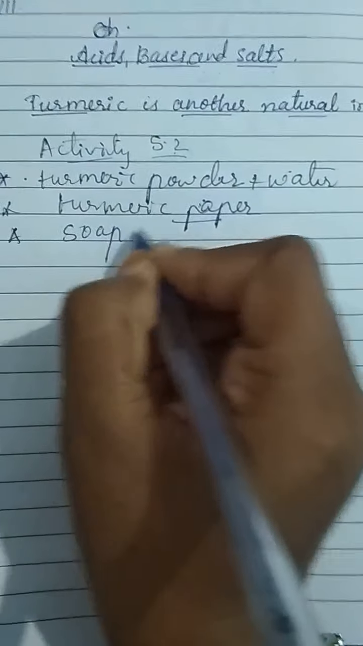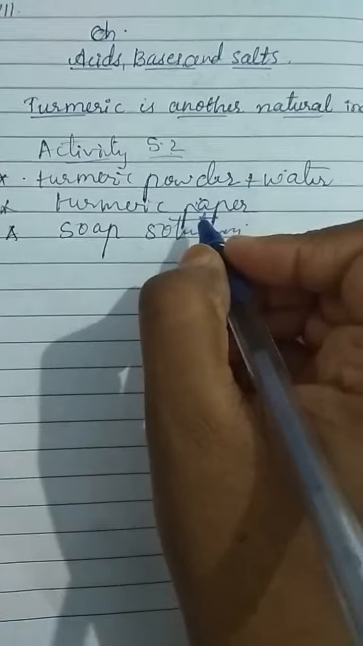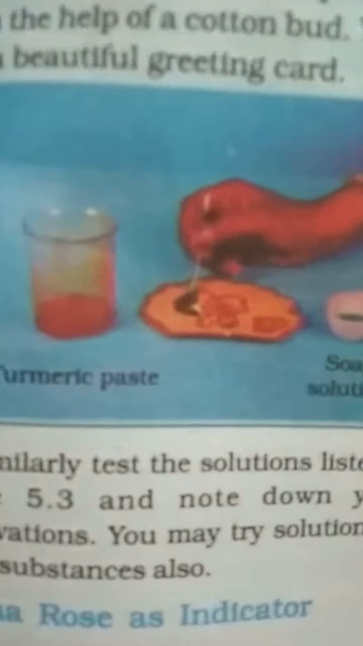Put a drop of soap solution on the strip of turmeric paper. Observe it like this. A turmeric paper, turmeric paste, and this is the soap solution.